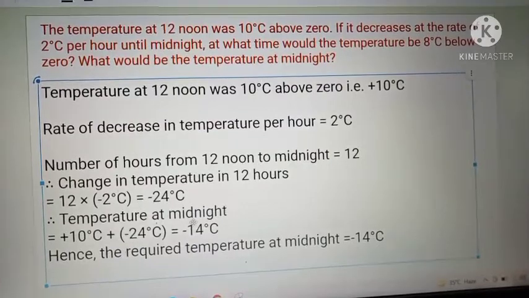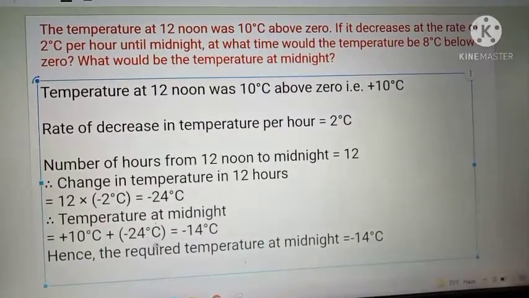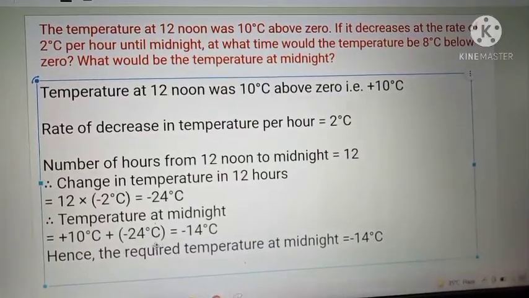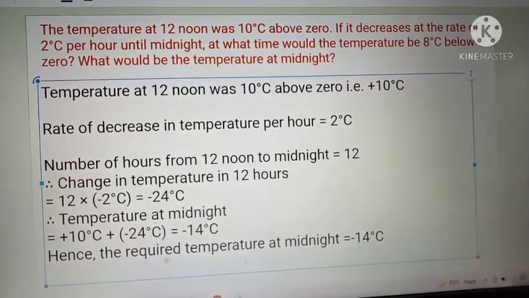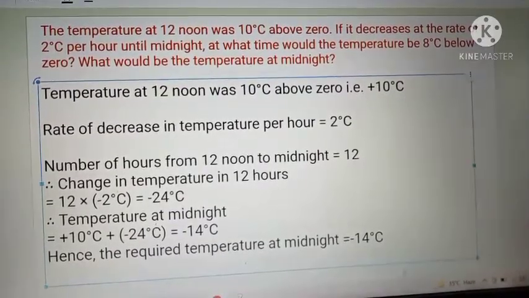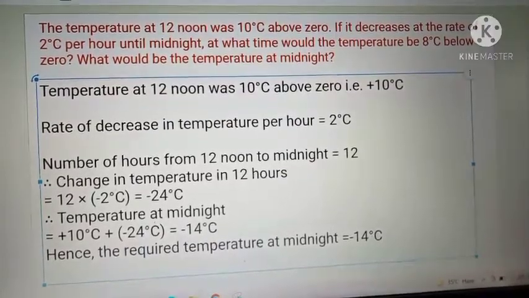So the temperature at midnight is 10 degrees Celsius plus minus 24 degrees Celsius. That is equal to minus 14 degrees Celsius. Hence, the required temperature at midnight is equal to minus 14 degrees Celsius.